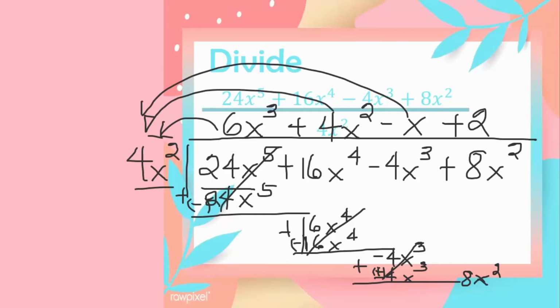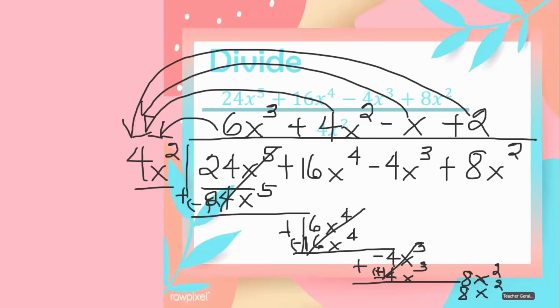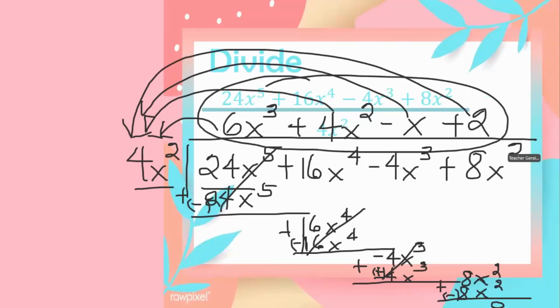And then let's multiply it back. 2 times 4x squared, you have 8x squared. And let us try to change the sign of the subtrahend kasi nag-subtract tayo. Okay, and then 0 na. Okay, so the answer dito ay 6x cubed plus 4x squared minus x plus 2. Okay, so yan yung sagot dito sa polynomial. Okay, next.